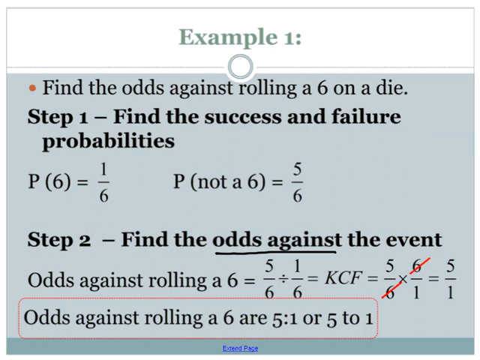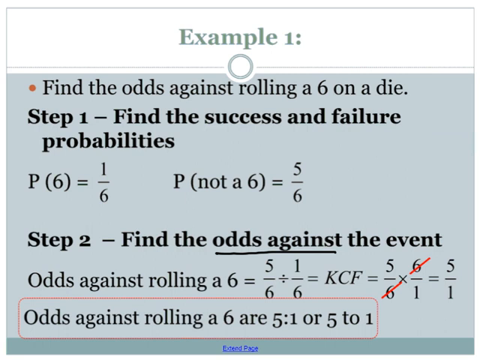Okay, so we're going to take 5/6 divided by 1/6, and then we're dividing fractions, and a lot of people learn it with this keep, change, flip thing, where you keep the first one, change the sign to multiply, and you flip the second one. Okay, we cancel, we get 5/1, and then we have to write this using a colon, right? So we're going to say 5:1. Okay, that's what the odds are. So the odds against rolling a 6 are 5 to 1.